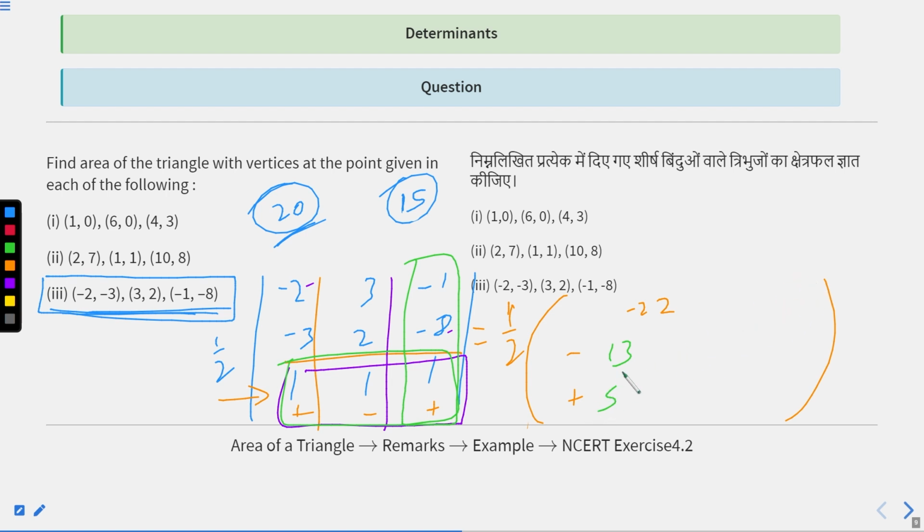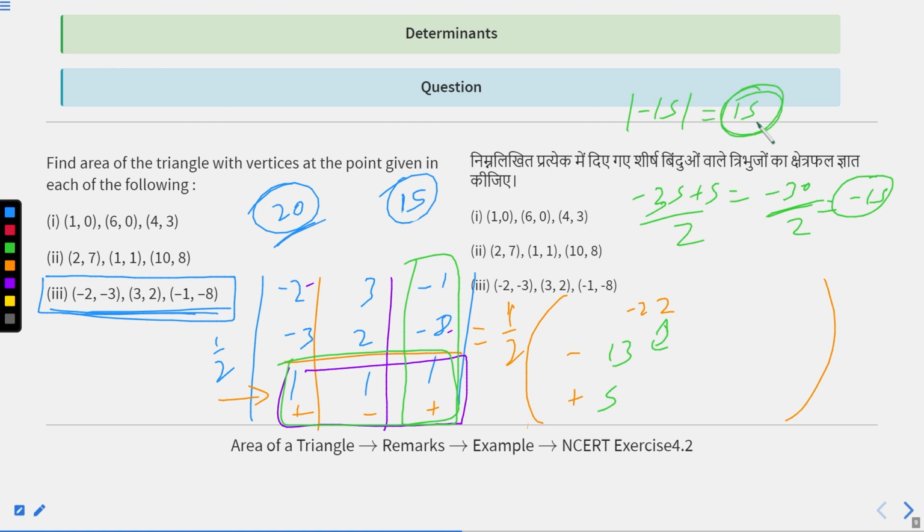Clear? Now if you add these, what will you get? Just add these. Sorry, -35, and +5 will give you minus of 30, divided by 2. You will get -15. Now as area must be positive, I have to take the absolute value of this, which will be 15. So your answer will be 15, and this is the actual and original answer.